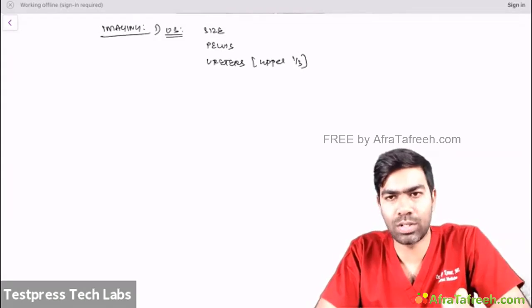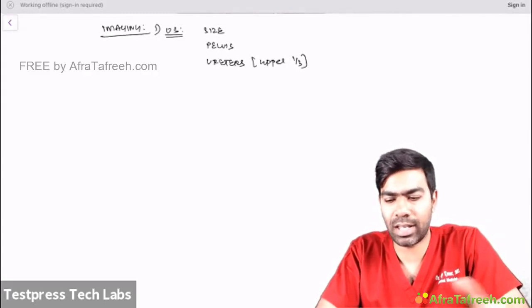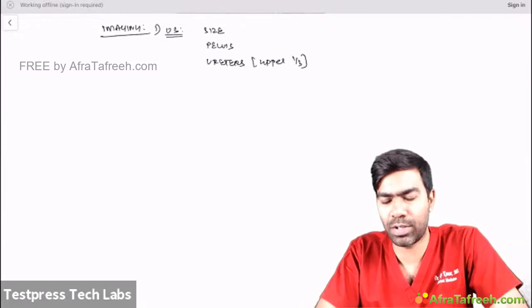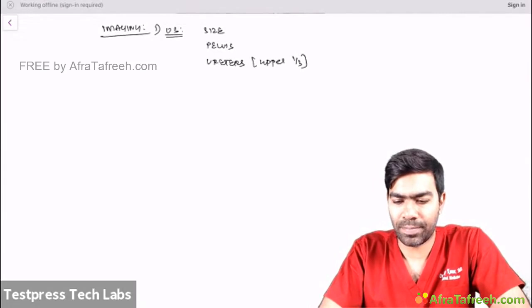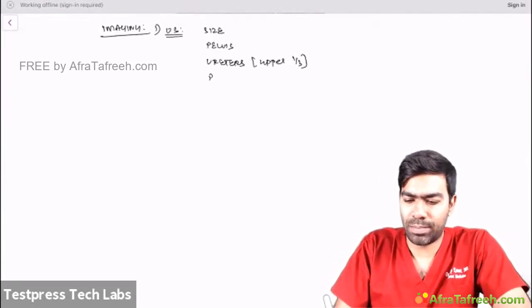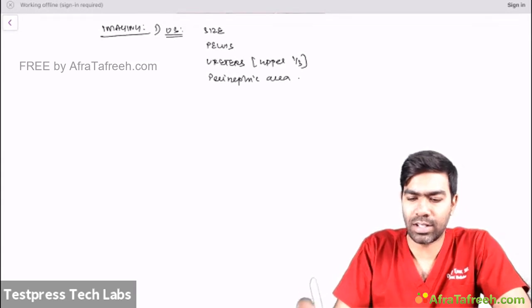But stones in the kidney, stones in the upper part of the kidney, upper ureter, they can pick up very nicely. Because the lower 2/3, especially in the area of the pelvic brim, is very difficult to find because it will be completely obscured by the bowel gas. That's the reason. So size, pelvis, then perinephric collection. Perinephric area can be seen very nicely.